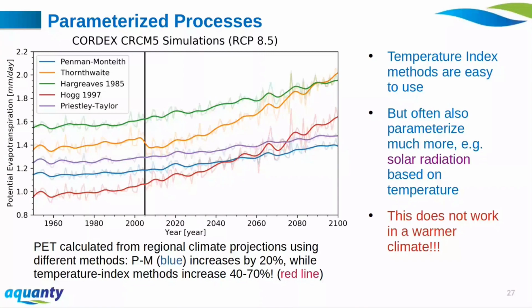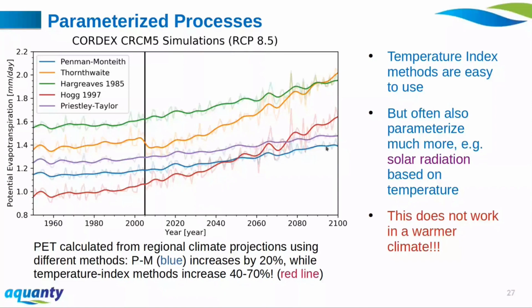With different methods, you can see that some show a strong increase, like the red line here. This is a pure temperature index model. The yellow one too, that's a Thornthwaite method, by the way, quite popular. So it shows a strong increase over the 21st century. But if you compute it from the Penman-Monteith method, which is essentially the gold standard, and the climate models give you all of that output, you actually see a very small increase.